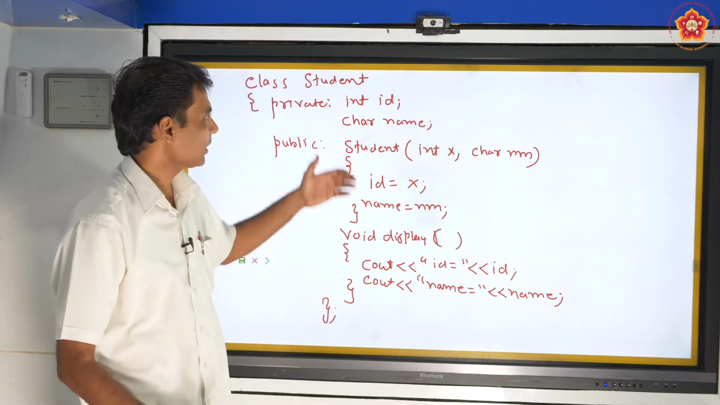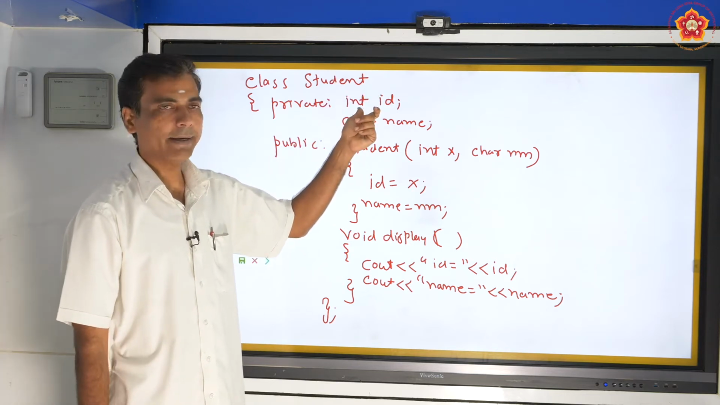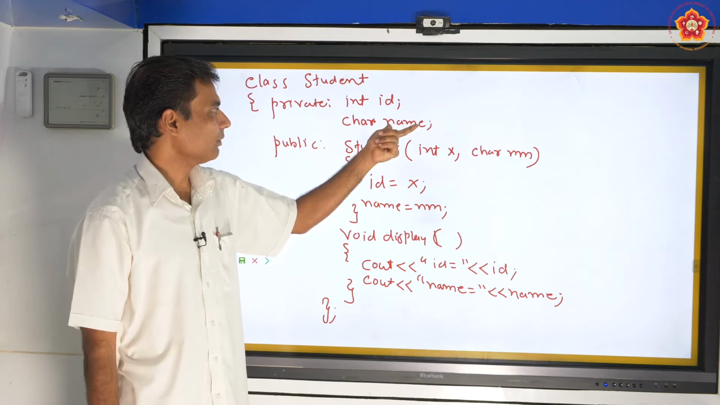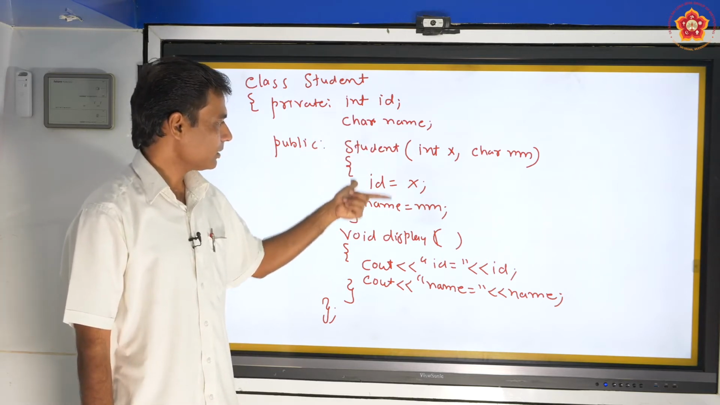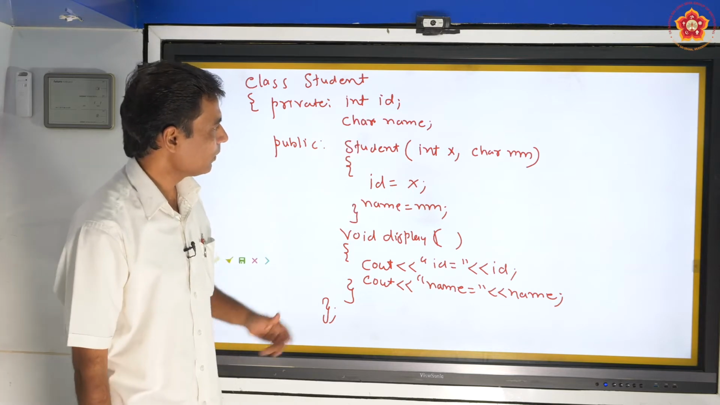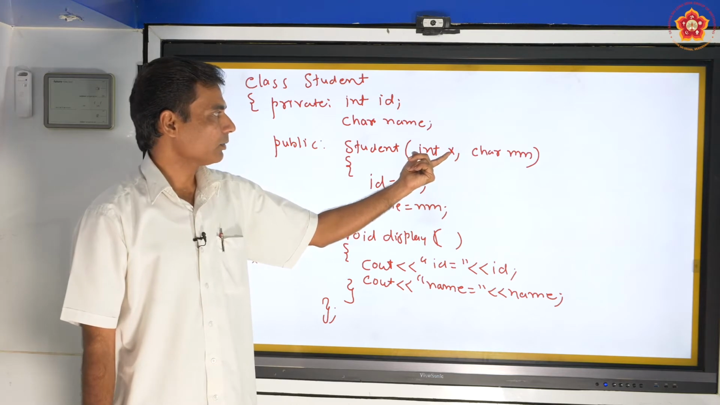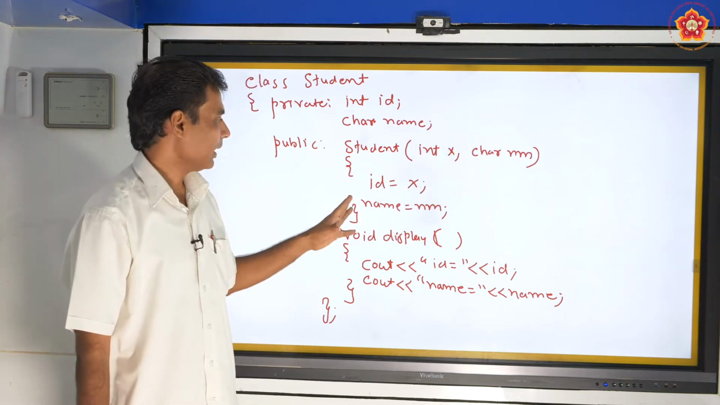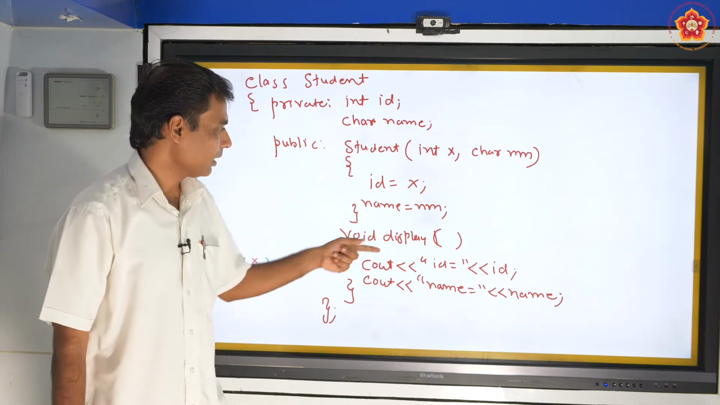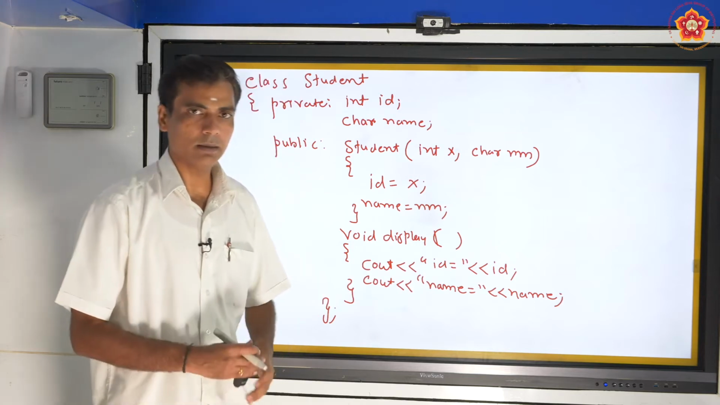Let us understand once again. I have created one integer variable id to store the id of a student, and a character variable name to store the single character name of a student. I am defining a constructor to initialize these variables. The parameterized constructor I have added here takes one integer parameter and one character parameter, and the initialization code I have written here. I have written one display function which displays the id and name of a student.